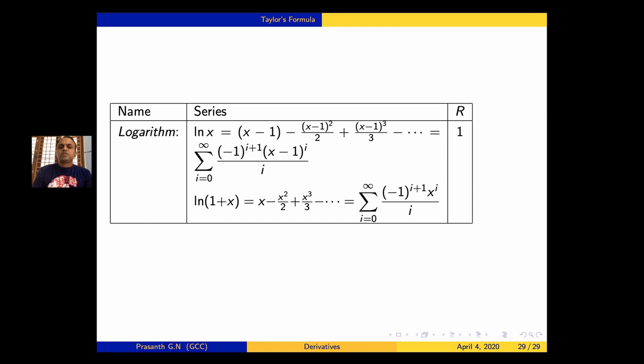Logarithmic function in powers of x minus 1: log of x is equal to (x minus 1) minus (x minus 1) square by 2 plus (x minus 1) cube by 3 minus etc. Its radius of convergence is 1. If we replace x by 1 plus x, we will get log(1 plus x) equal to x minus x square by 2 plus x cube by 3 plus minus etc. Its radius of convergence is also equal to 1.